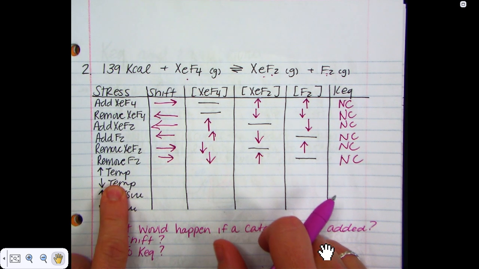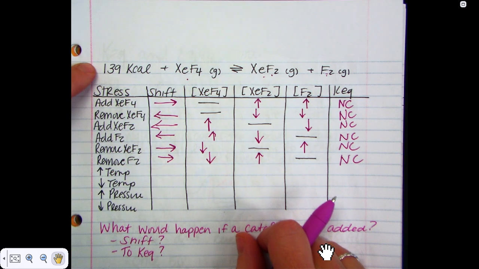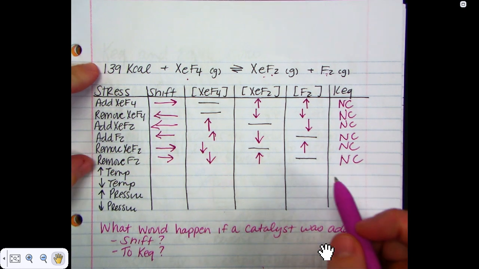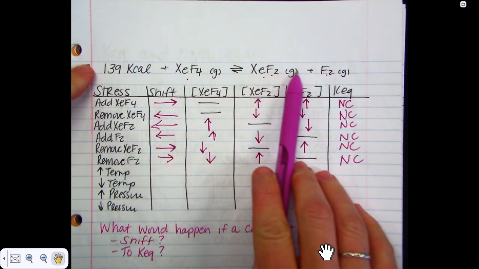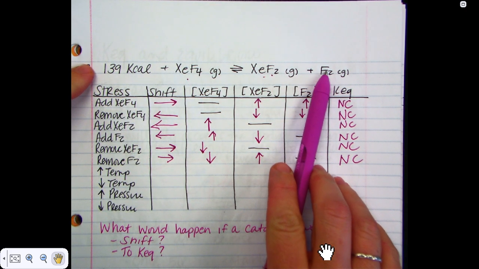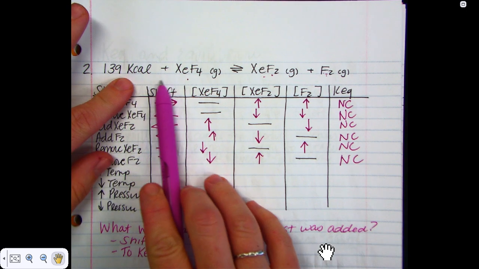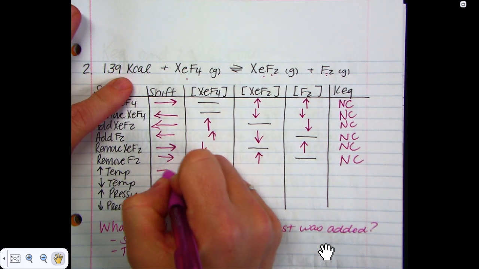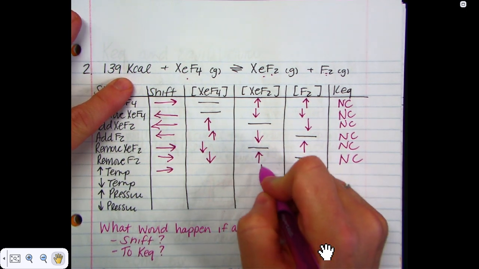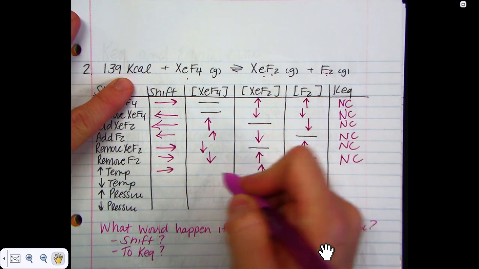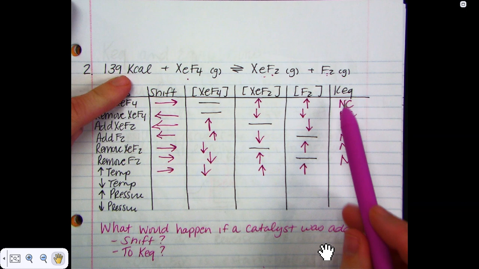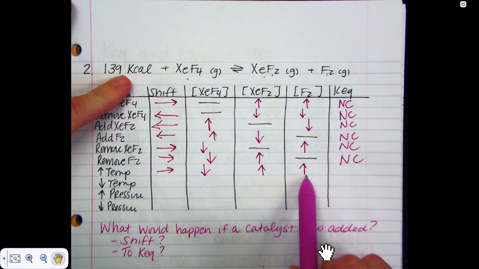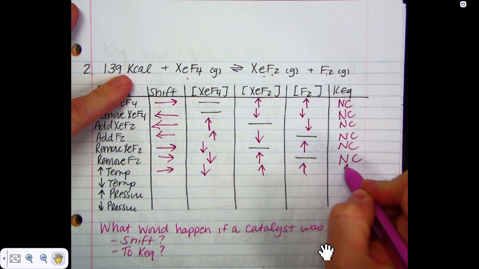What happens if I increase the temperature? So temperature is on the reactant side. If I increase the temperature, I have to shift in the direction that's going to use that temperature as a reactant. So if this goes up, I'm going to shift to the right. I'm going to make more of my products, and my reactant is going to go down. Now, what happens to K? Well, my products went up, so K goes up.